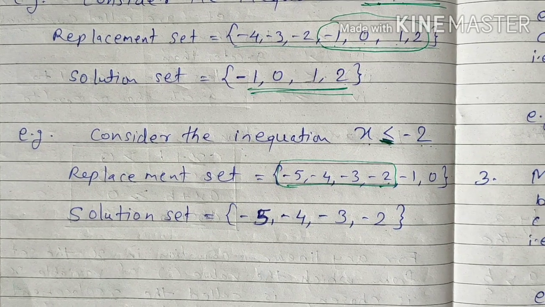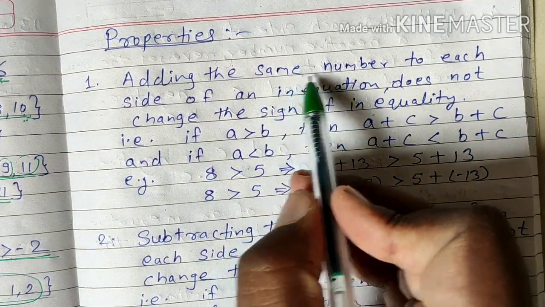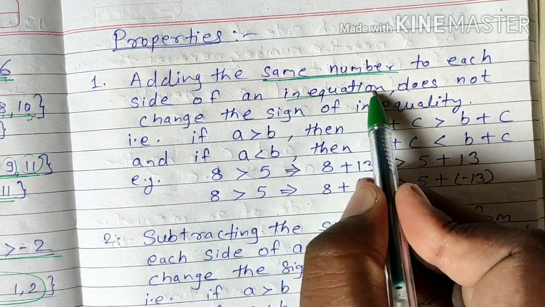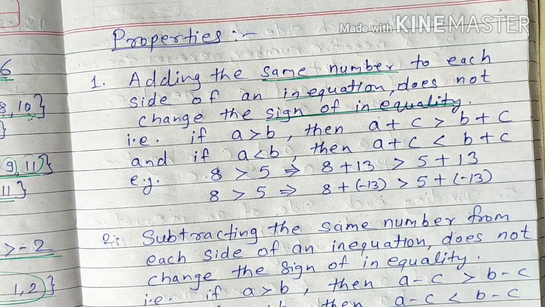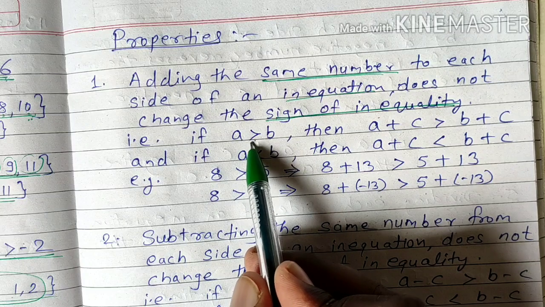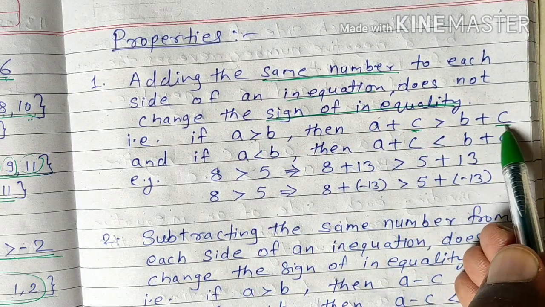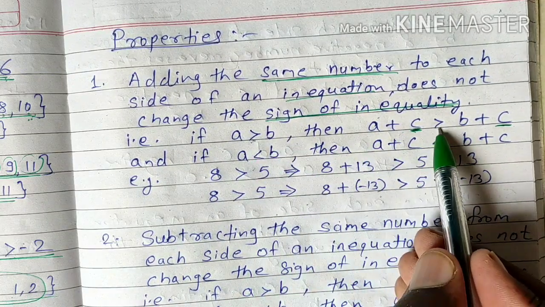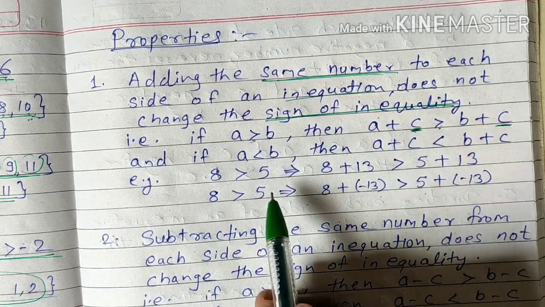Now let us understand how to solve these inequations by understanding the properties. The properties are very important for this. First property: adding the same number to each side of the inequation does not change the sign of inequality. Does not change the sign of inequality means if A is greater than B, then after addition of the same number in both sides, suppose C is one of the numbers, we added this C on both sides, the inequality sign remains the same. If it is greater than, then it also remains greater than.